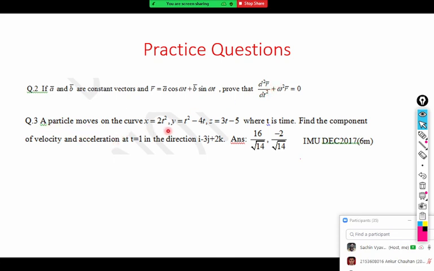And this question 3 is exactly similar to the question we just completed. We are given this parametric equation of the curve, and we want the component of velocity and acceleration along this direction. So it is exactly a similar question, so you can do it on your own. You have the answers with you, so you can practice it. That's for today.